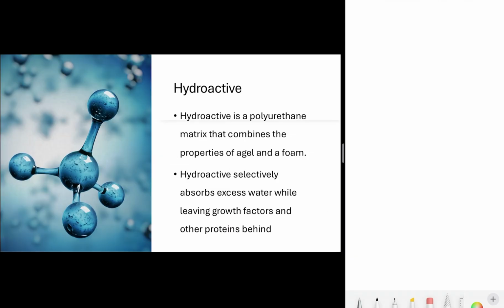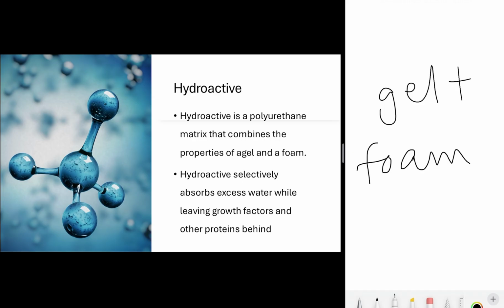Then coming to hydroactive. Hydroactive is a polyurethane matrix that combines the properties of a gel and a foam. So it's a gel plus foam. And hydroactive selectively absorbs excess water or drainage while leaving the good growth factors and other proteins behind.